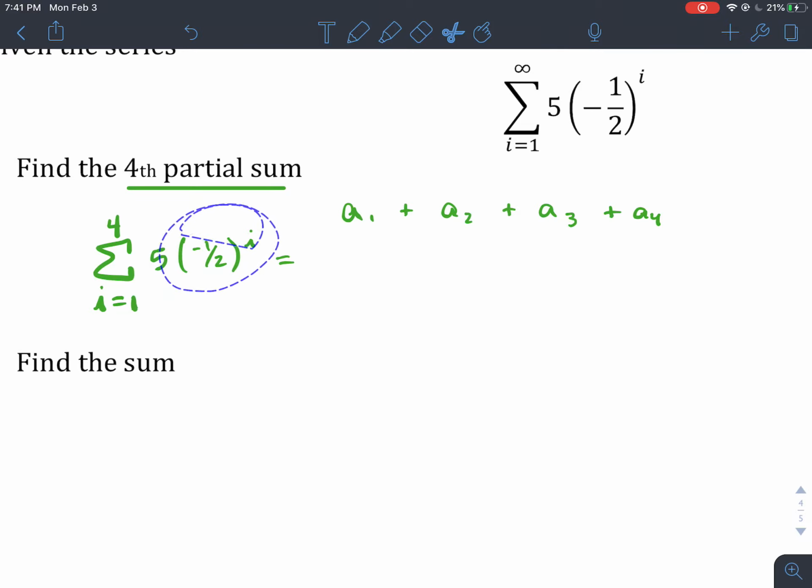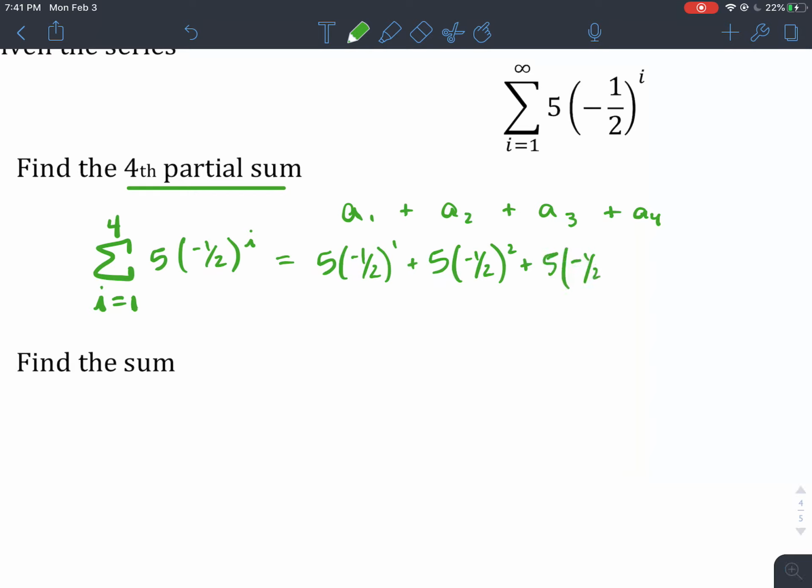So this thing alone, without any sums, that's just a sequence. Once I start adding them all together, then it's a series. So my first term is going to be 5 times -1/2 to the first. My second term is 5 times -1/2 to the second, plus my third term, which is 5 times -1/2 to the third, plus our fourth term, 5 times -1/2 to the fourth.